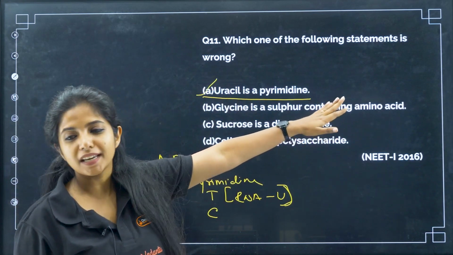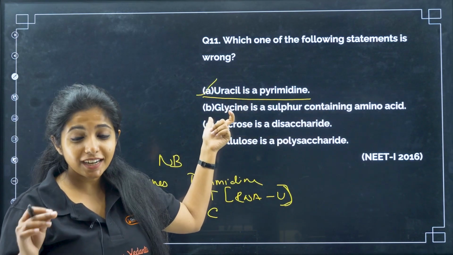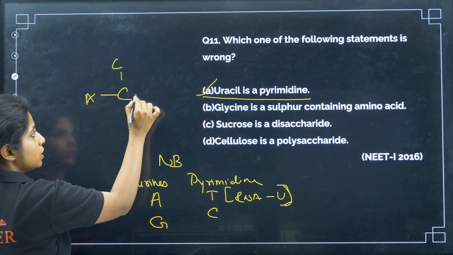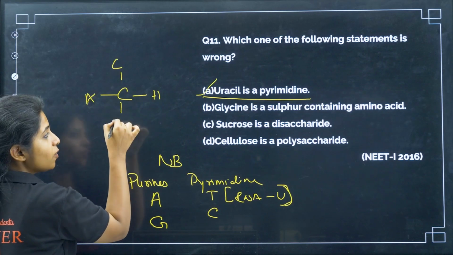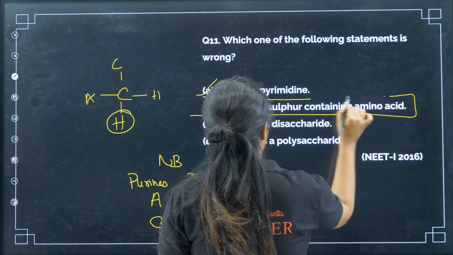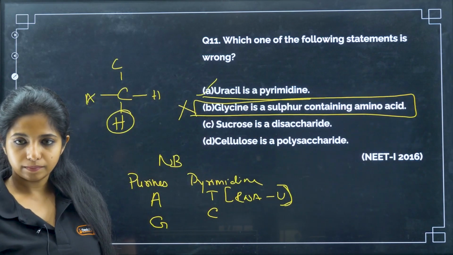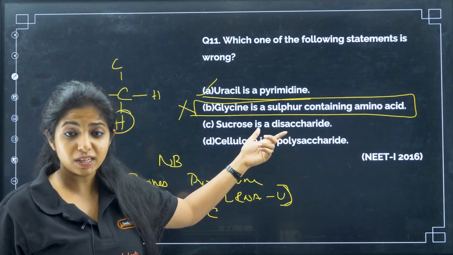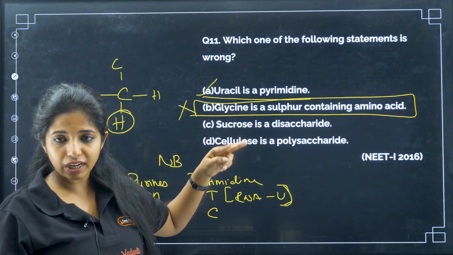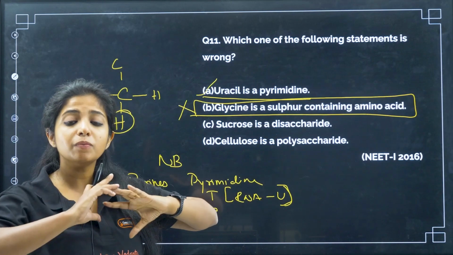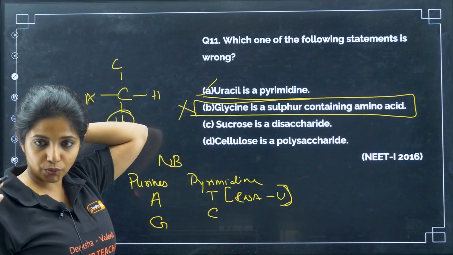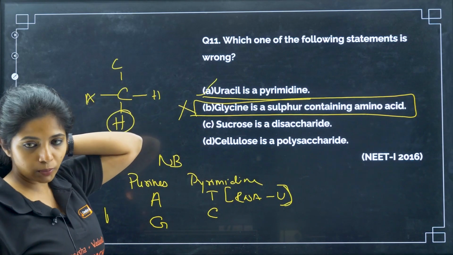Glycine is a sulfur containing amino acid. Glycine, I just told you, does it contain sulfur? No. Glycine has an amino group, a carboxyl group, an H group, and in the R position it also has an H itself. It's the simplest one. So glycine as a sulfur containing amino acid would be very wrong. Now, sucrose is a disaccharide. Yes, it is made up of two sugars. Cellulose is a polysaccharide. It is made up of multiple chains of what? Glucose molecules, my dear children. So many glucose units come together to form cellulose. So it is a polysaccharide, that is also correct.